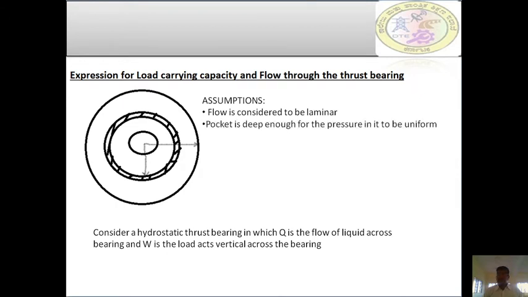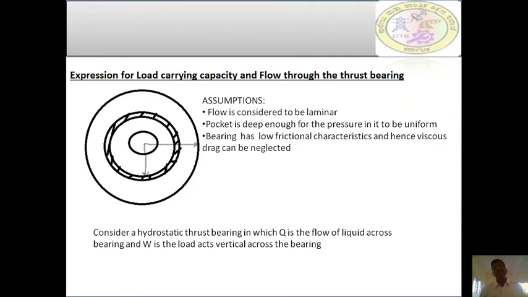and the pocket is deep enough for the pressure in it to be uniform. The pocket is deep because a highly externally pressurized load acts on this bearing, hence it is also called an externally pressurized bearing. And the bearing has low frictional characteristics, so the temperature generated inside the system is comparatively less, hence the viscous drag can be neglected.